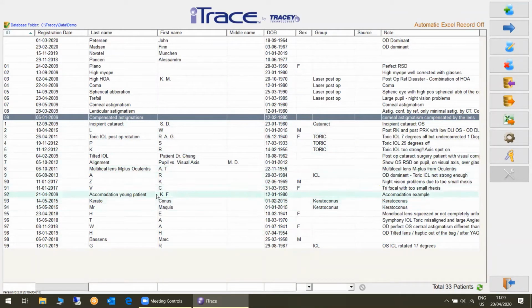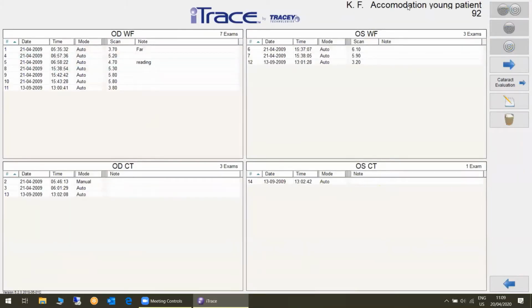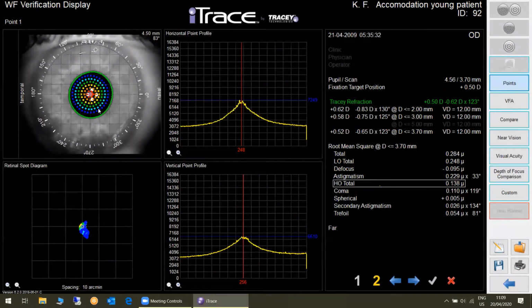I have an example here. It says accommodation young patient, and it's Karel Fabry, it's me. But it is taken 11 years ago, okay? And if you look at my refraction 11 years ago, it's plus half. At this moment, it's plus 1.2.